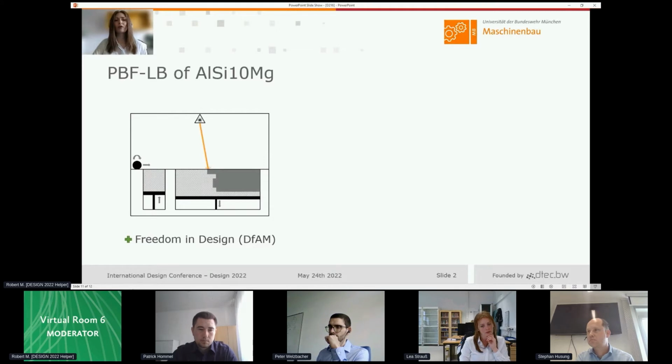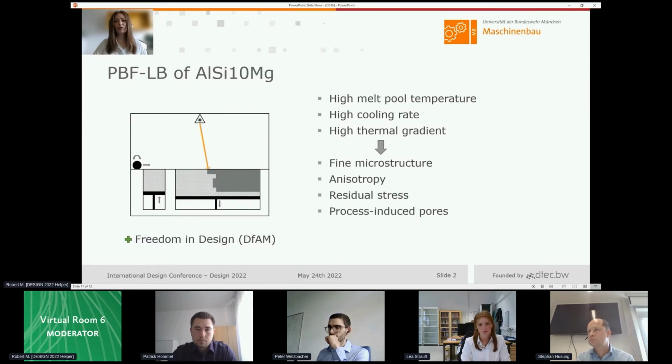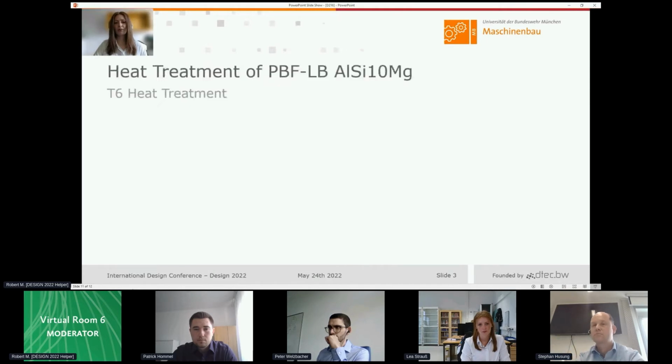PBF-LB of our lightweight aluminum proceeds under conditions like a high melt pool temperature, a high cooling rate, and a high thermal gradient due to the laser beam. This results in a fine microstructure and therefore high strength, but also a low fracture strain. Additionally, anisotropy, residual stress, and process-induced pores occur. Therefore, we have a reduced fatigue strength, meaning a short lifetime is present. But if you additionally apply thermal post-processing, anisotropy and residual stresses can be diminished.